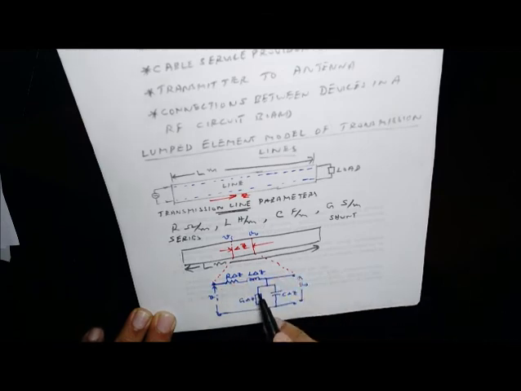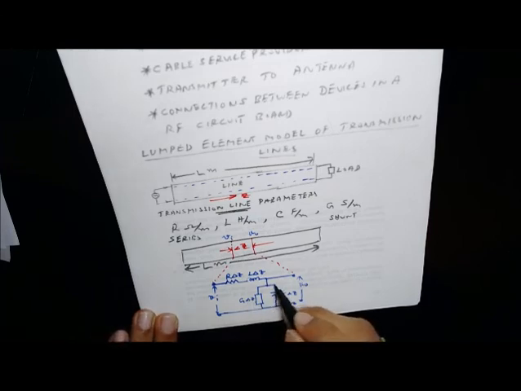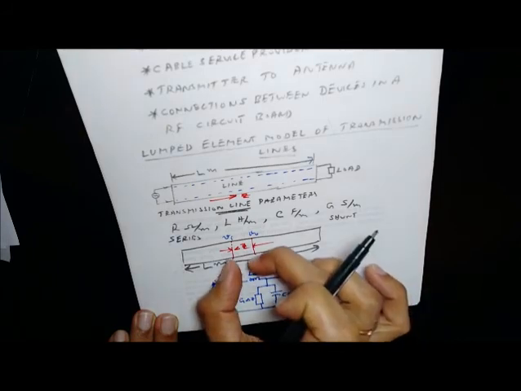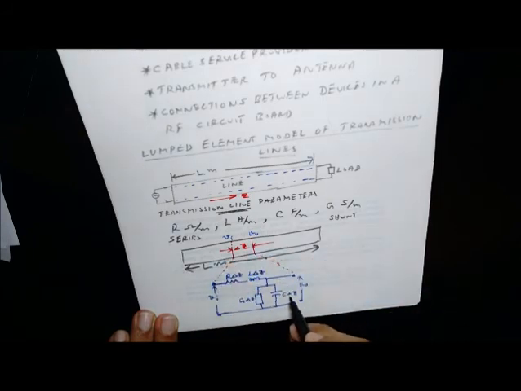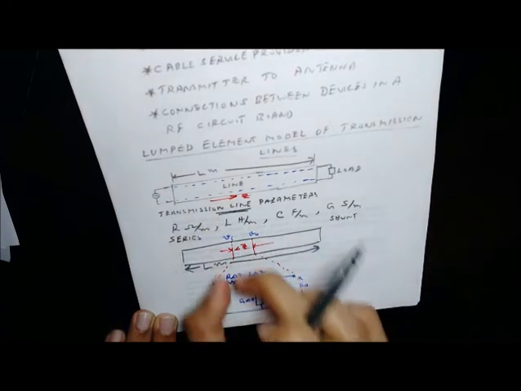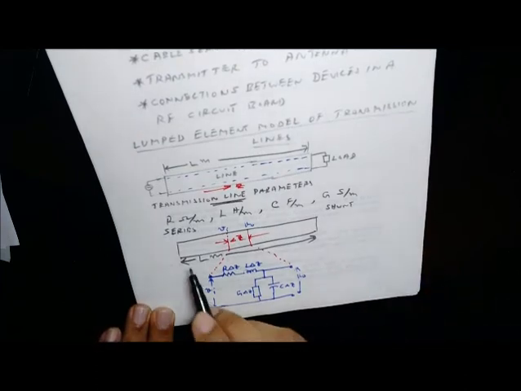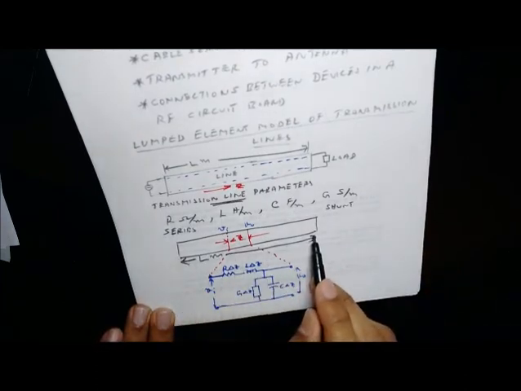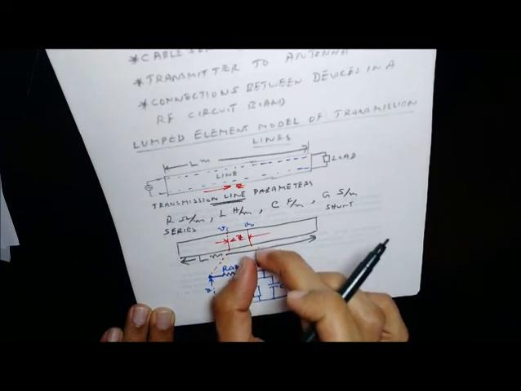And the shunt conductance will be represented like this, G into delta z. Again, I multiply with delta z. And the shunt capacitance, the capacitance between the lines of this small tiny section, is given by C delta z. And you have the input voltage and the output voltage. So basically you have a simple circuit here. And Vi and V0 that I have shown here correspond to the voltage here and the voltage here for this tiny section.